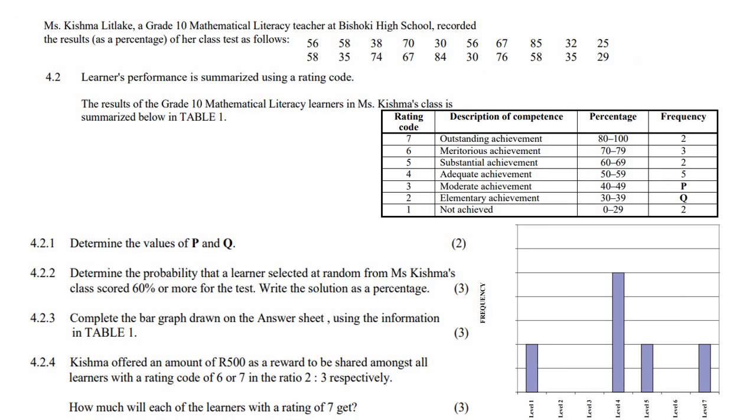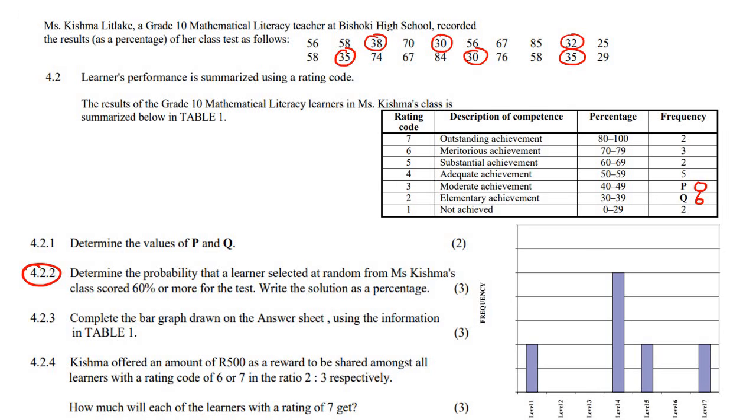If you look at P, it's the number of people, frequency, that got between 40 and 49%. I don't think there was anyone who got in the 40s. Remember that. So that's going to be a 0. And then in between 30 and 39, so that's this person, this person, this person, this person, this person, and this person. So 1, 2, 3, 4, 5, 6.